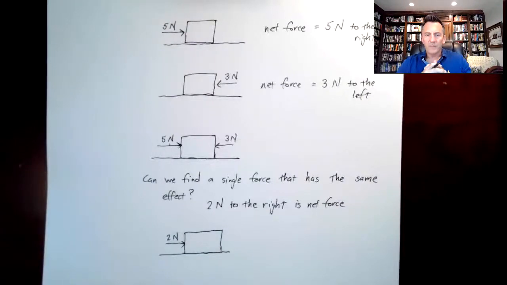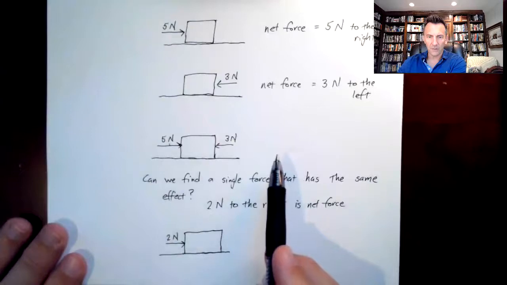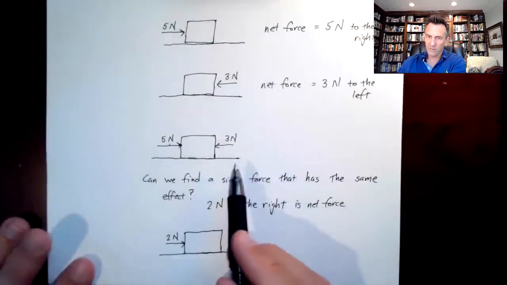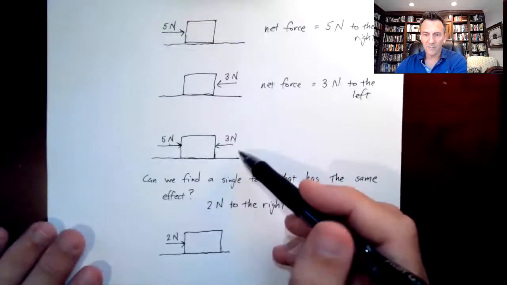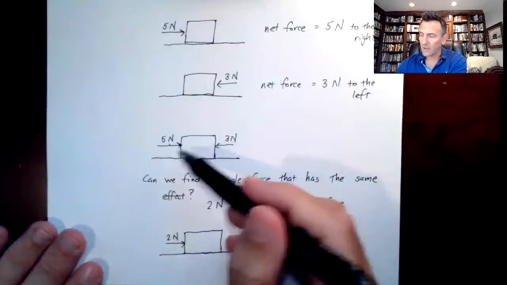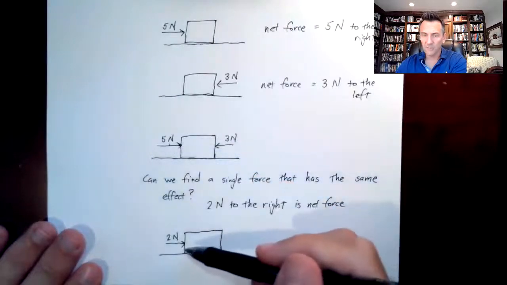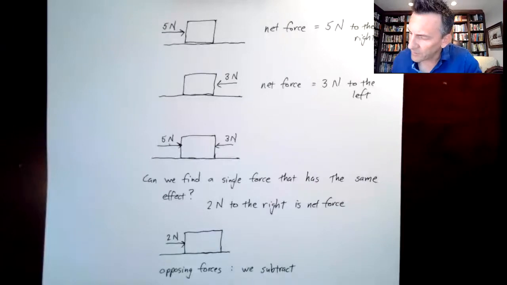Intuitively, we can think of this as follows. The greater force will win out over the smaller force. So the net force will be to the right because the greater force is to the right. But the smaller force of 3 newtons that's opposing the bigger force of 5 newtons will cancel some of the 5 newton force, leaving 2 newtons left over. So in this case, we've subtracted because they are opposing forces.